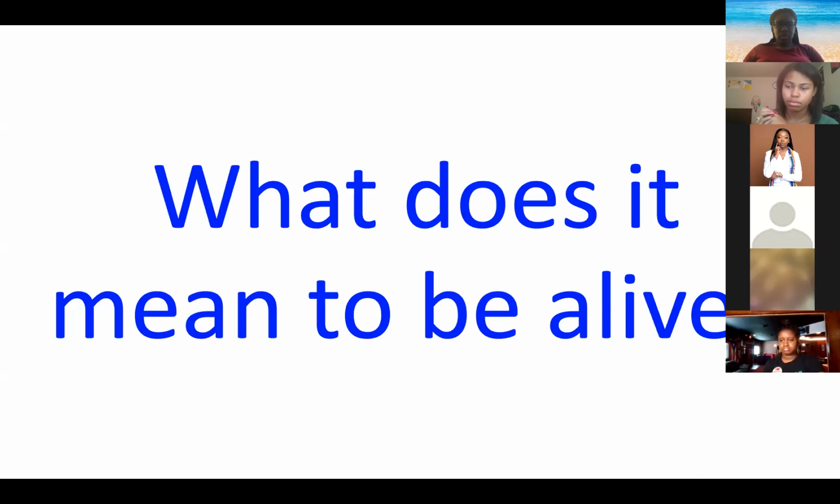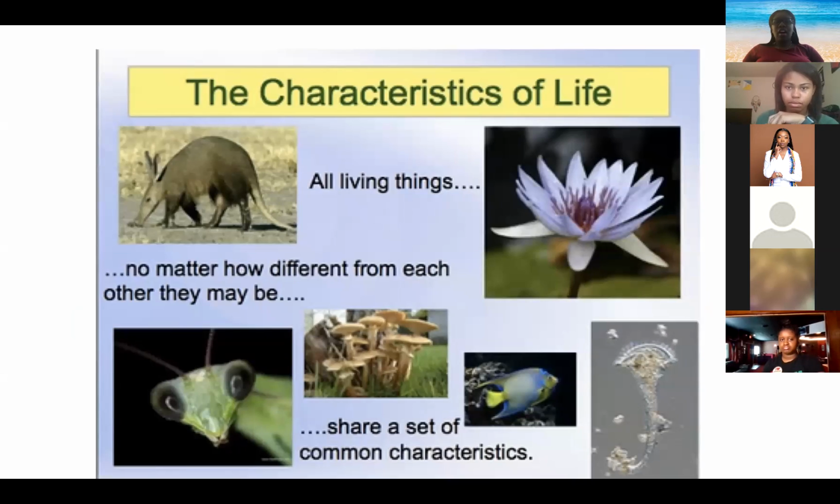So, what does it mean to be alive? There are some characteristics of life that all living things, no matter how different they are from one another, must be able to share and exhibit. If you're looking at this graphic that I have displayed here, I have an array of different organisms. We have a flower, we have a fish, we have mushrooms, we have insects, we have this rodent.